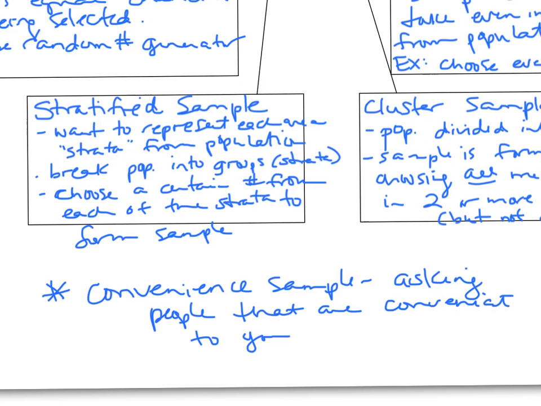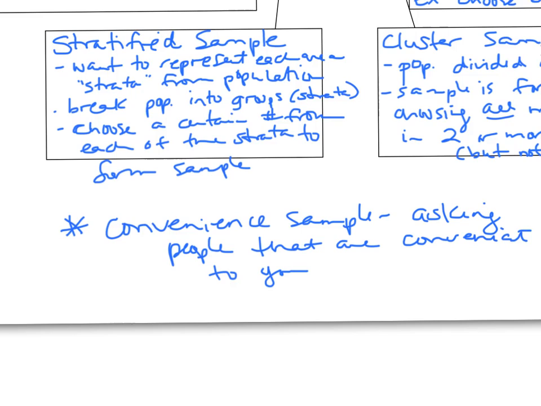So these ones are usually very biased. Bias just meaning it's not a true representation. Okay, so a convenience sample, even if you're just asking your friends that are around, that's a biased sample. Okay, it's not really reflecting the true population.